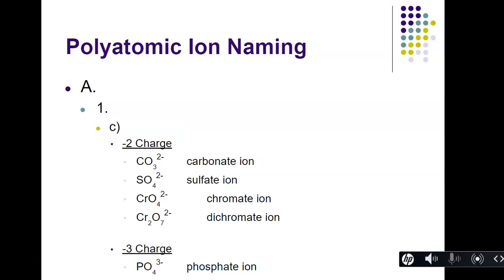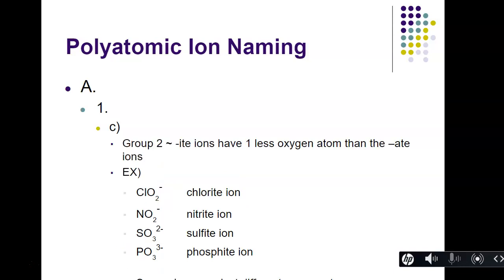We also have a group that has -2 charges. These are going to be our carbonate, our sulfate, chromate, and dichromate. And then -3 are going to be our phosphate ions. Okay, so notice so far in these oxyanions, all of them have ended in "ate." So these are going to be what we call our base polyatomic ions. And now what we're going to do is just fiddle around with them.